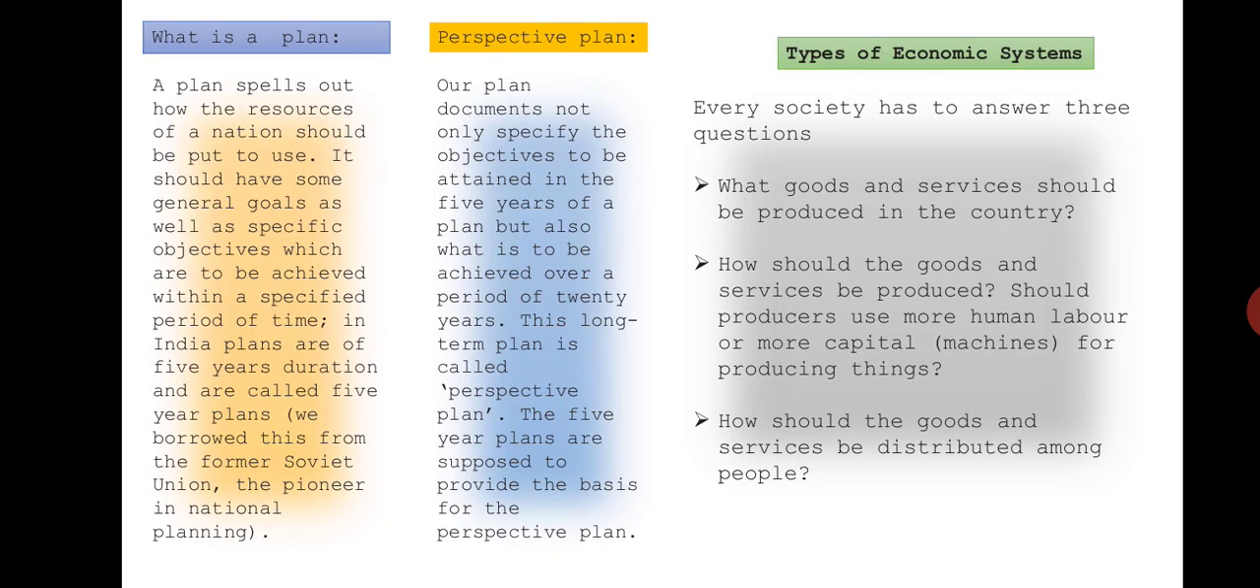You all know there are basically three problems: what to produce, how to produce, and for whom to produce. There are different types of economic systems: socialist economy, capitalist economy, and mixed economy. In a capitalist economy, these problems are solved by market forces, that is the price mechanism. In a socialist economy, they are solved by planning, and in a mixed economy, by planning as well as the price mechanism, that is market forces.